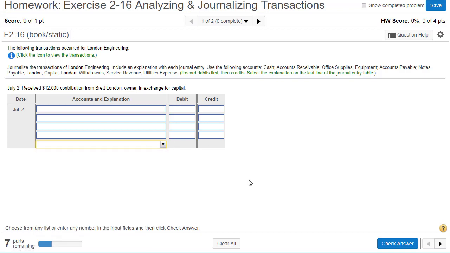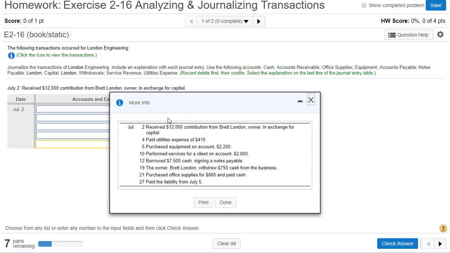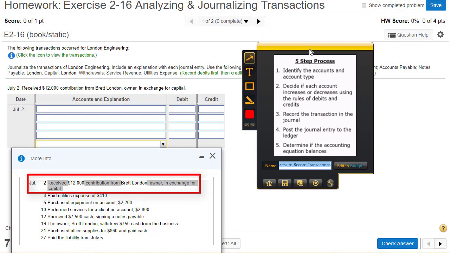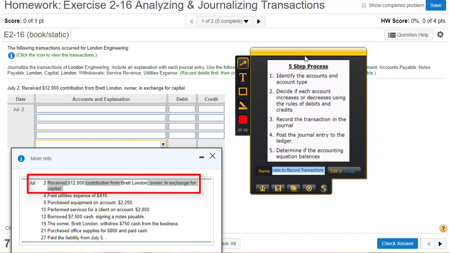All right, so let's journalize some transactions. On July 2nd, the company received a $12,000 contribution from Brett London, the owner, in exchange for capital. Now, the book likes to talk about a 5-step process to analyze these transactions. Identify the account and the account type, decide if each account increases or decreases, and then figure out if it's going to be a debit or credit using our debit or credit rules. And then we record it in the journal.